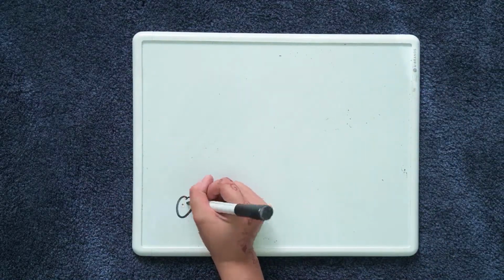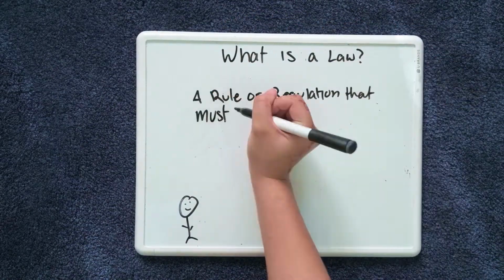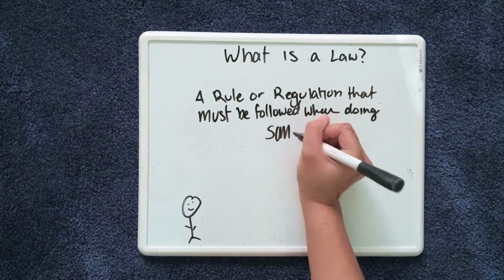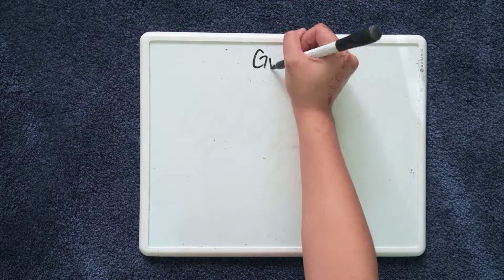So first off, we're going to explain a law. First off, what is a law? In basic terms, it's a rule or regulation that must be followed when doing something. We have laws for driving, laws for math, laws for our government, and here laws for chemistry.